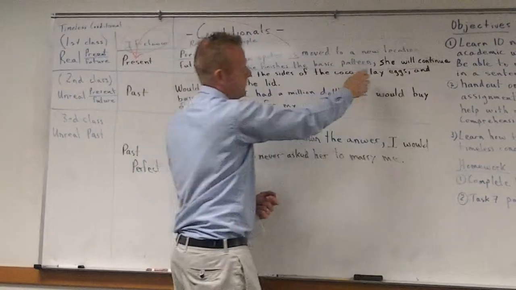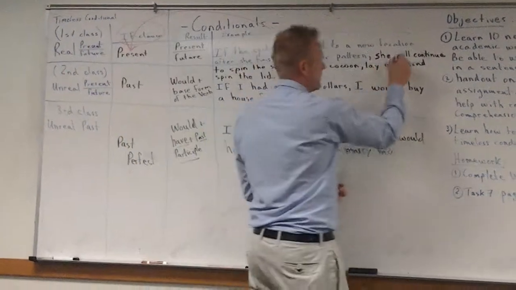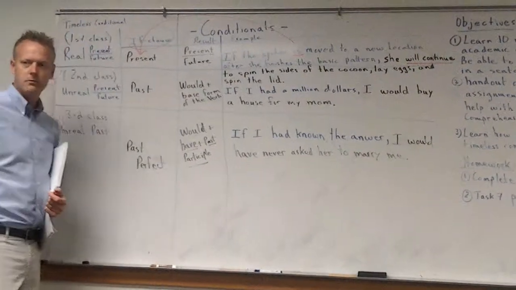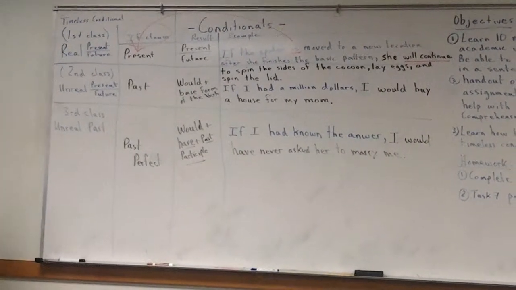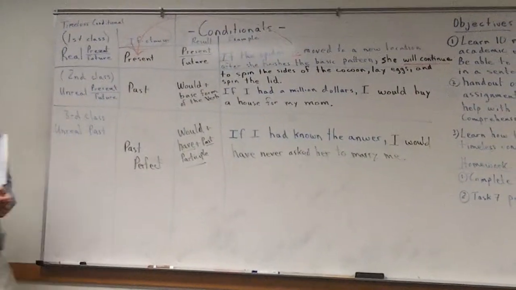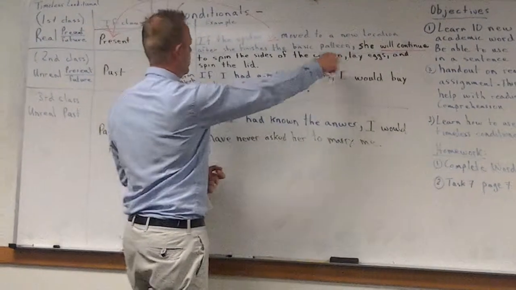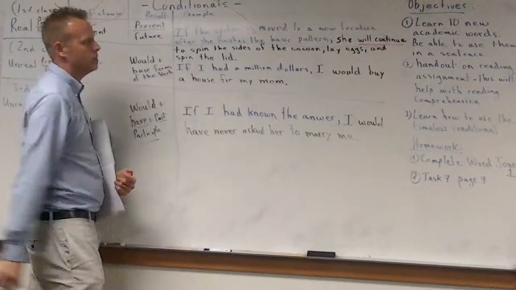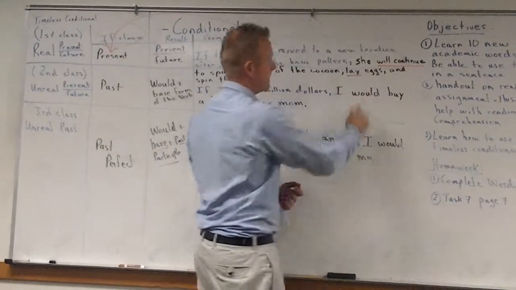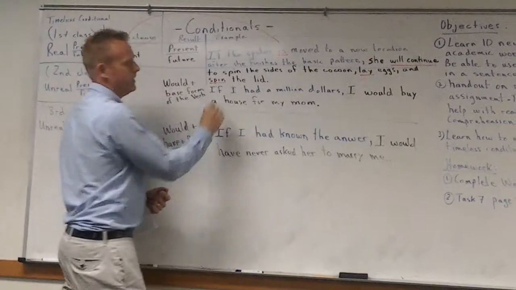So now in the result clause, where's the verb? Will. We have will continue. And what tense is that? Future. Are there any other verbs? Yeah, there are. She will continue to spin the sides of the cocoon, lay eggs, and spin the lid. Now this is interesting.